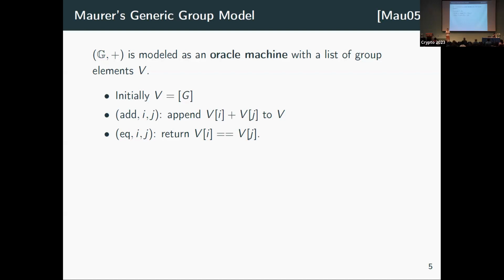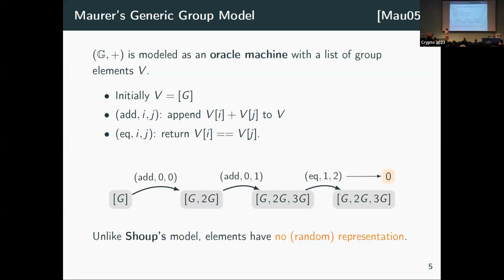And with this Turing machine, you can interact by asking it to compute the group operations, and at any point to ask if two group elements in the list of group elements that are stored inside the machine are equal or not. So the most notable feature is that it means that inside this abstract model of computation, whoever is interacting with the generic group doesn't ever see the group element in any way. It can only see if two group elements are the same or not.